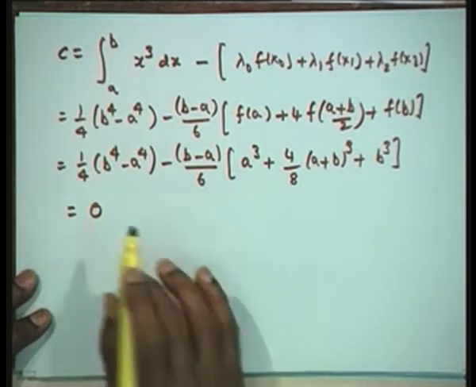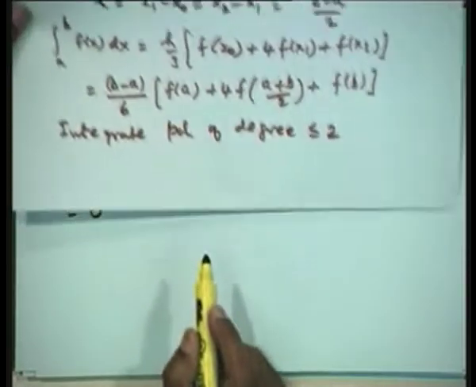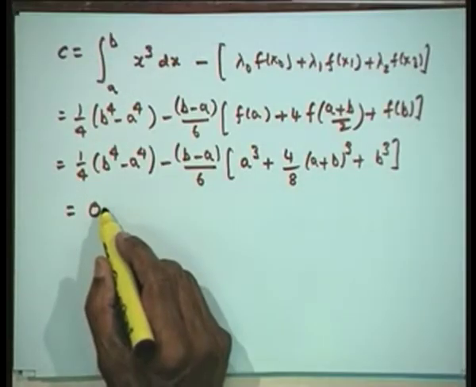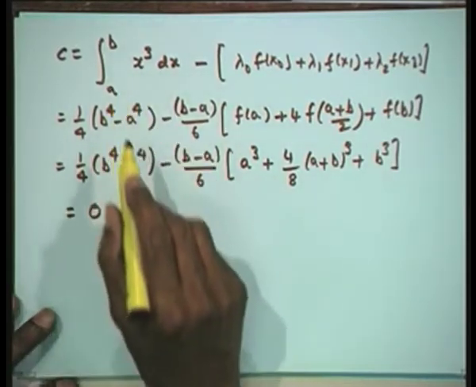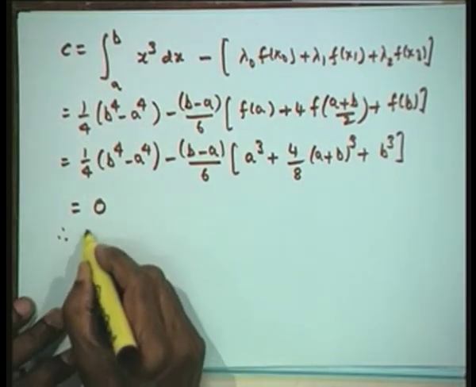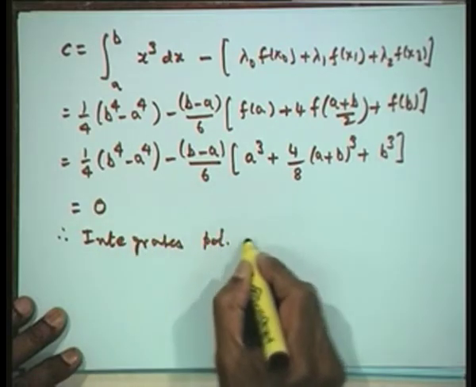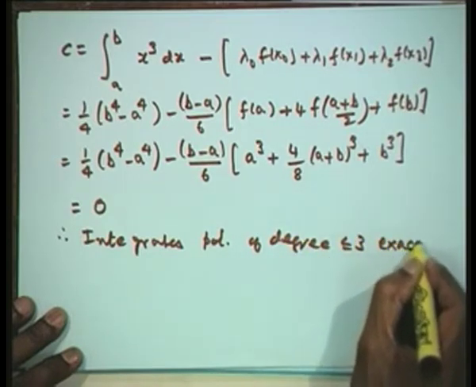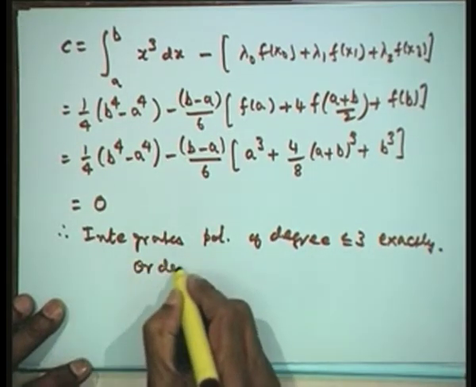Therefore, the error constant has turned out to be 0. Before, when we had written this, we said it integrates polynomials of degree less than or equal to 2, but now the error constant has become 0. So, it is integrating x cubed also exactly. Therefore, this formula is integrating polynomials of degree less than or equal to 3 exactly. Therefore, we conclude from here immediately that it integrates polynomials of degree less than or equal to 3 exactly. It is not 2 but 3. Therefore, the order of this formula is now 3.